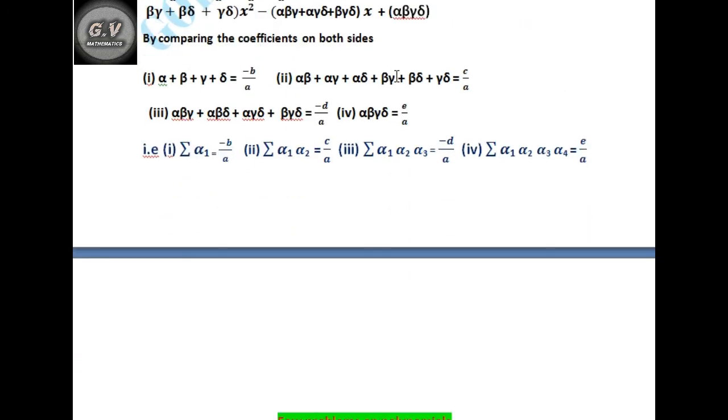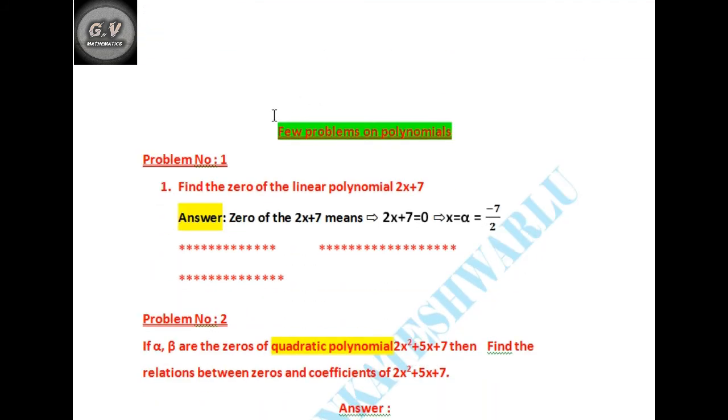Next, let us discuss a few problems on the above conditions. Look here, first problem. Find the zero of the linear polynomial. Here it is given as a first degree polynomial. What about the sum of zeros? A first degree polynomial contains only a single zero, so that is the only sum and the only product.